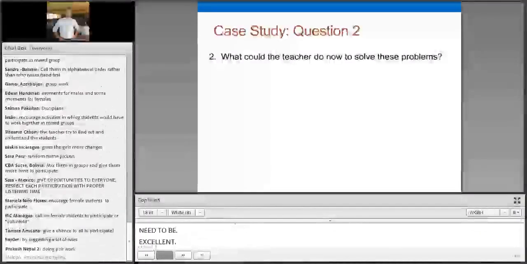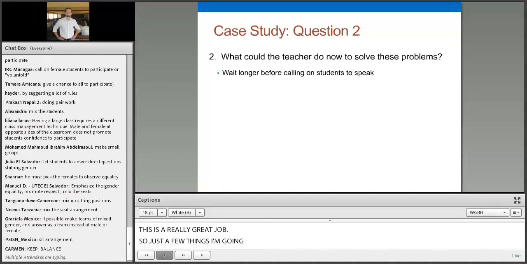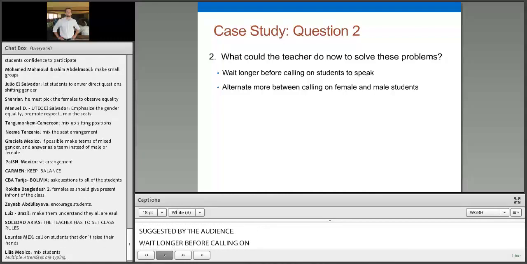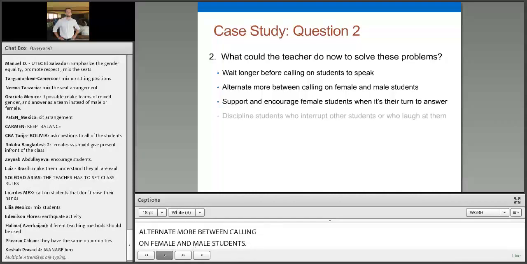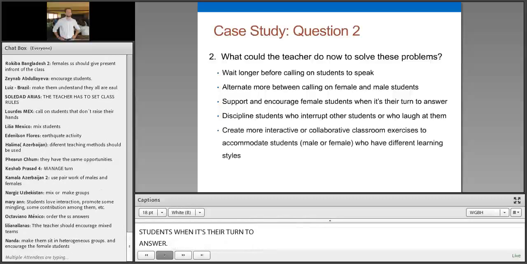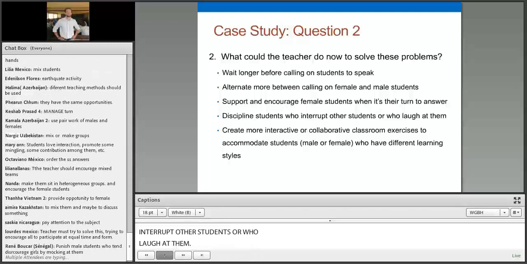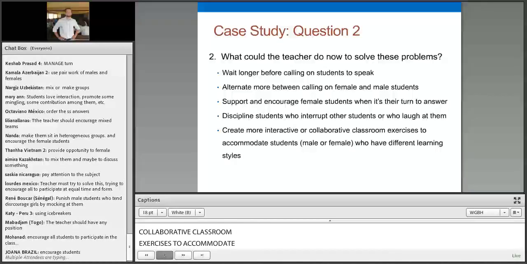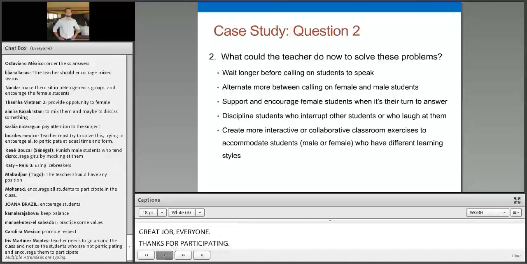So just a few things that I'm going to mention, and a lot of them have already been suggested by the audience. Wait longer before calling on students to speak. Alternate more between calling on female and male students. Support and encourage female students when it's their turn to answer. Discipline students who interrupt other students or who laugh at them. Create more interactive or collaborative classroom exercises to accommodate students, male or female, who have different learning styles. Well, great job, everyone. Thanks for participating, and I will discuss all these ideas more thoroughly next.